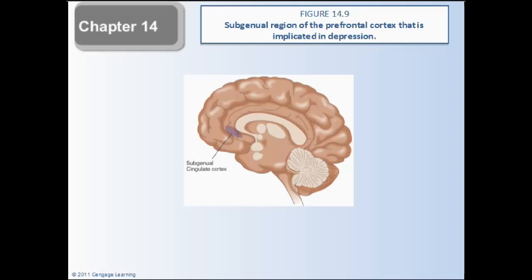In this slide is the subgenual region of the prefrontal cortex implicated in depression, this area here. And the region is more active in patients with depression, and activity is reduced when patients receive therapy. Scientists are not clear as to how this area functions in depression, but the area is connected to the hypothalamus and the insula, and stress response and bodily states. So the hypothalamus with stress response and the insula with bodily states.